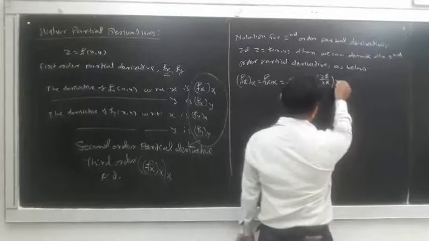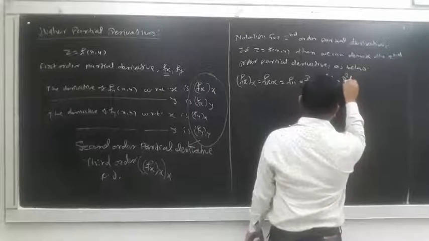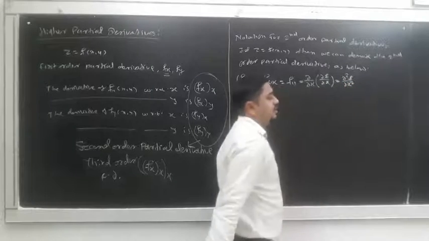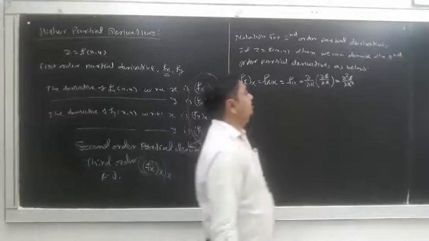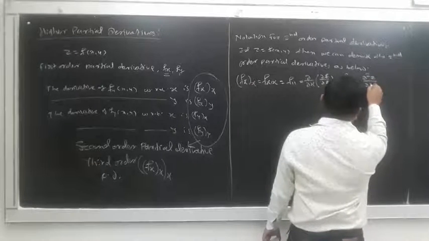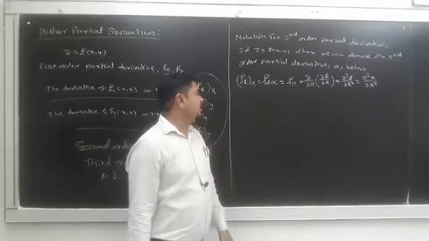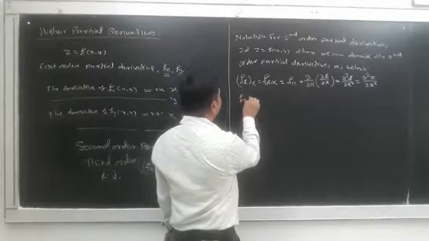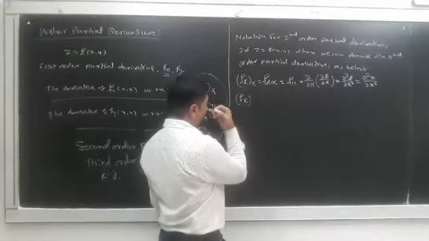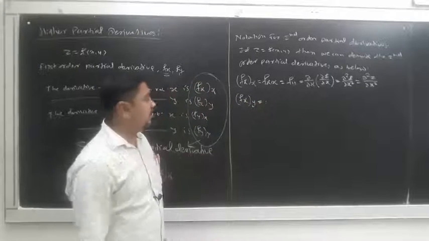Again this can be written as del square f by del x square, or in the form of del square z by del x square. Similarly we can write fx, the derivative of fx with respect to y. How do we write this?